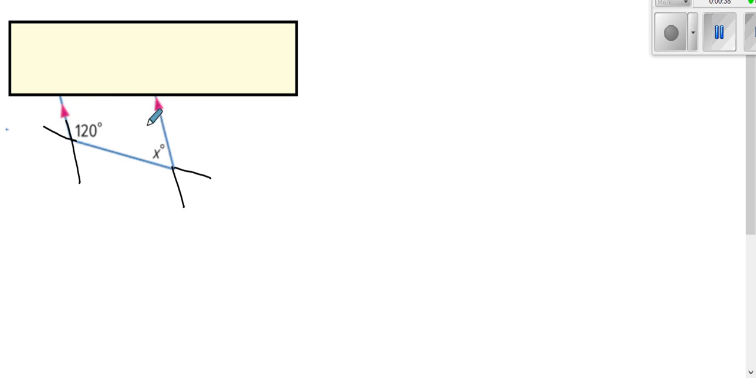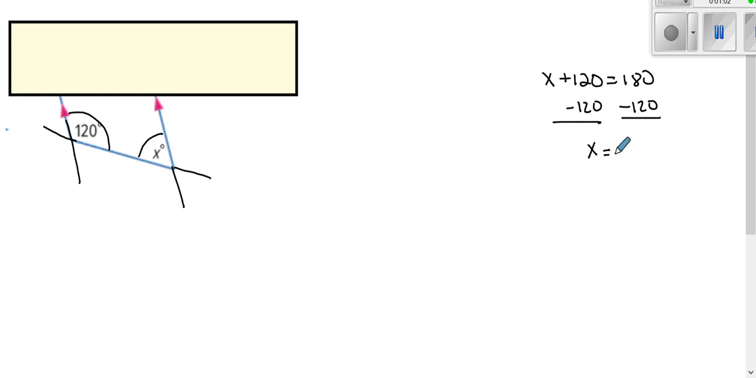If I ignore all that and I kind of turn my head sideways, I notice that these angles are consecutive interior angles. Consecutive interior angles are supplementary. So I'm going to say x plus the 120 equals 180. And that's how I'm going to solve for x. So let's go ahead and do that real quick since it's a fairly simple equation. Minus 120. So x is going to equal 60. So that is what x equals.